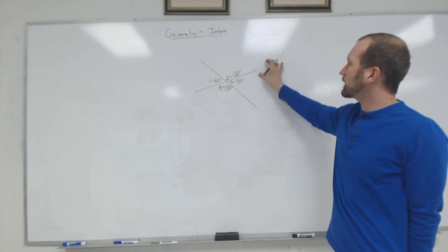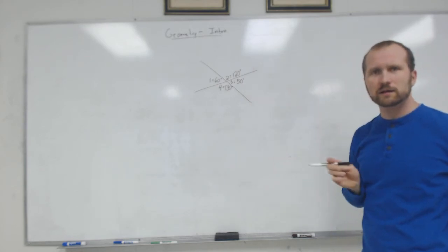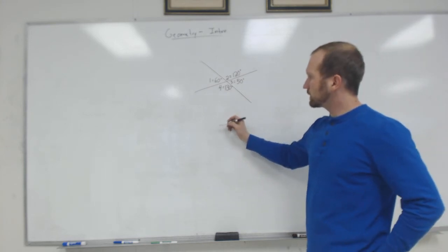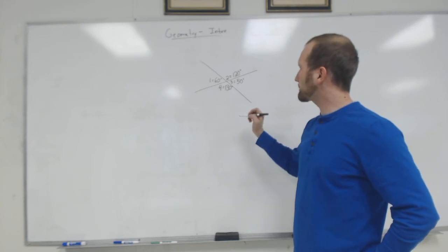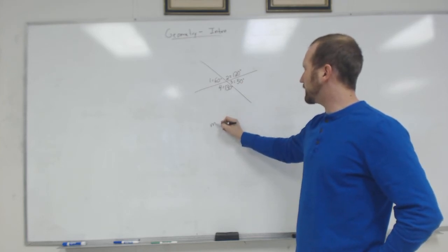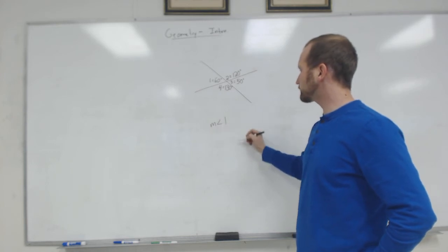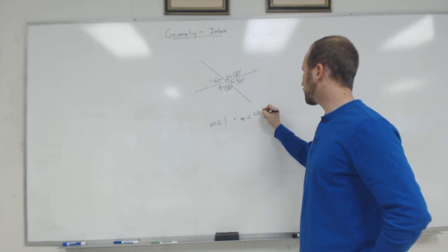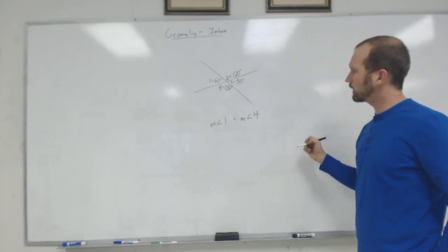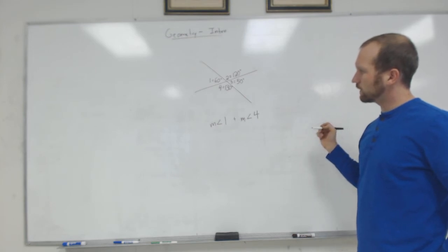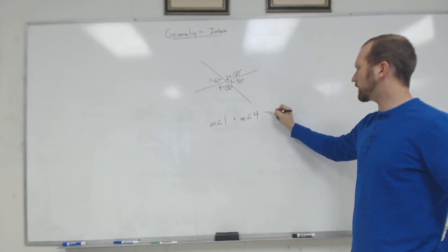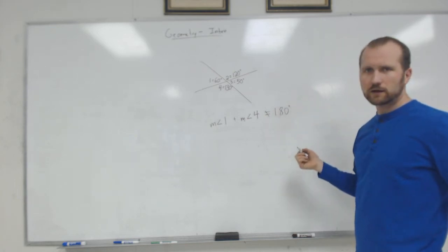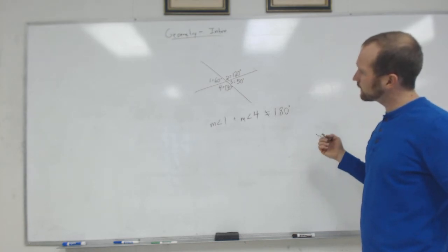So how could we write that out? You would write the equal sign with a slash through it, the do not equal. So the measure of angle 1 plus the measure of angle 4 does not equal 180 degrees. But then do we have to go deeper and prove this?